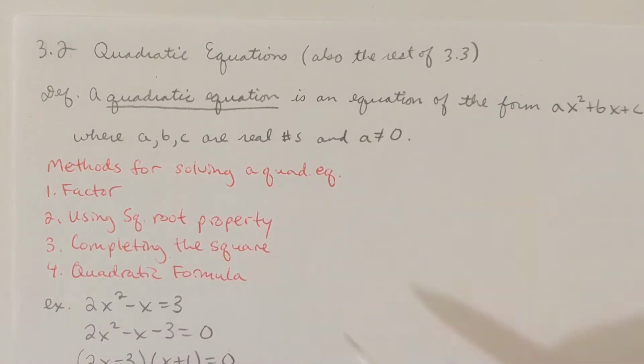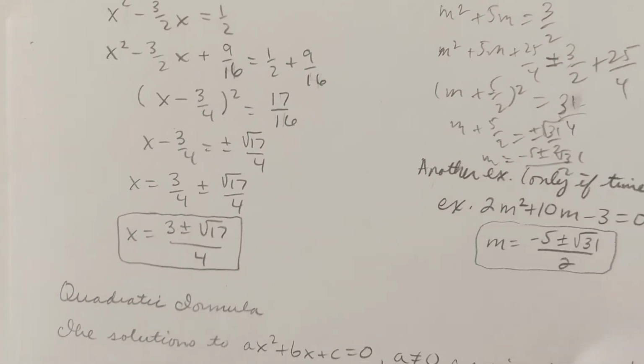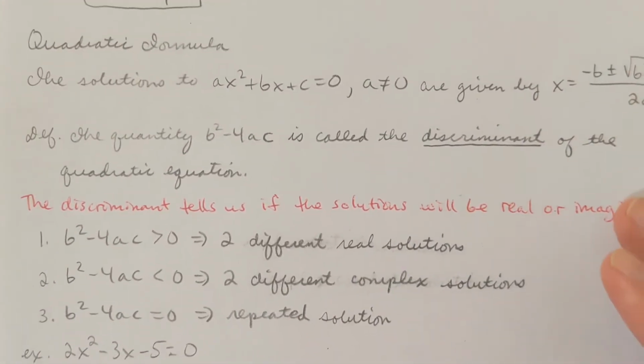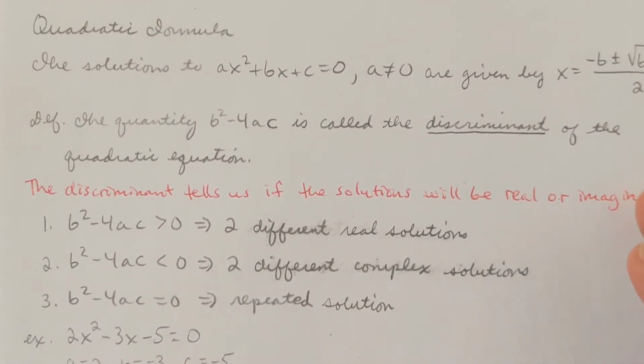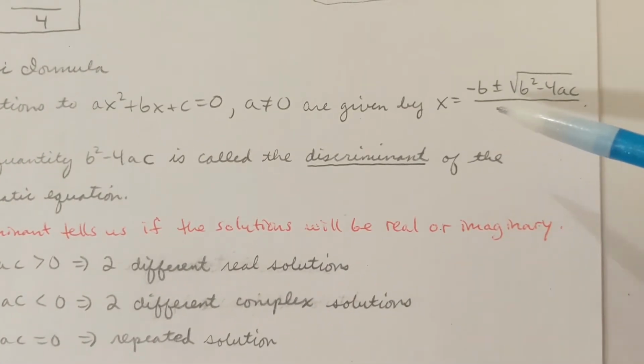Okay, so we have looked at the first 3 out of the 4 basic techniques for solving a quadratic equation in this section. So the last one that we'll look at here is using the quadratic formula. For example, it says the solutions to ax squared plus bx plus c equals 0, a is not 0, where a, b, and c can be any number, a can't be 0 though, are given by x equals negative b plus or minus the square root of b squared minus 4ac over 2a.